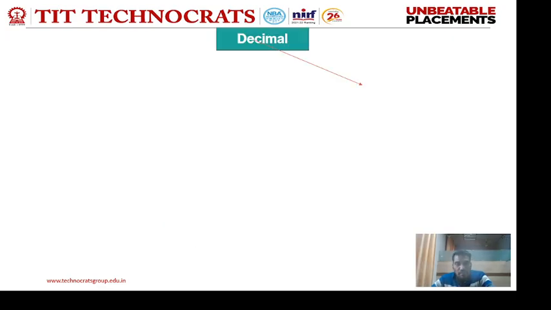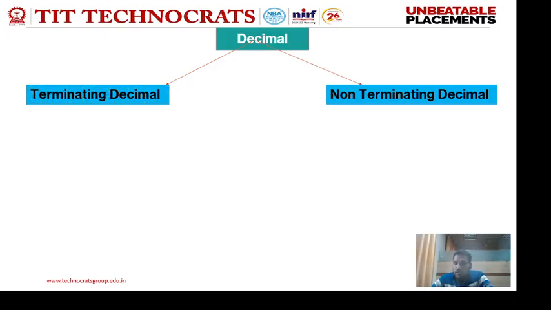Next, the decimal system. Decimals are of two types. Number one, terminating decimal, and the other one is non-terminating decimal. A terminating decimal can be terminated, and a non-terminating decimal cannot be terminated.